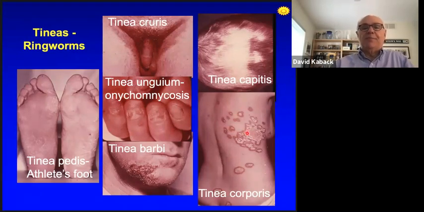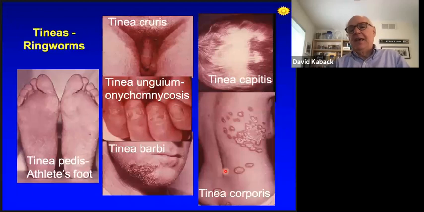And when you look at them in the microscope, you see these tubes, and people thought they might be worms, I guess, how they ended up being called ringworms. And we classify these ringworms depending on where in the body they affect.